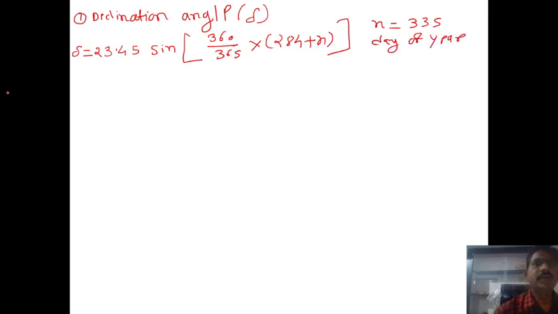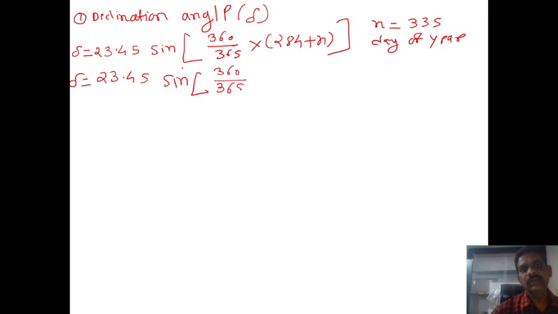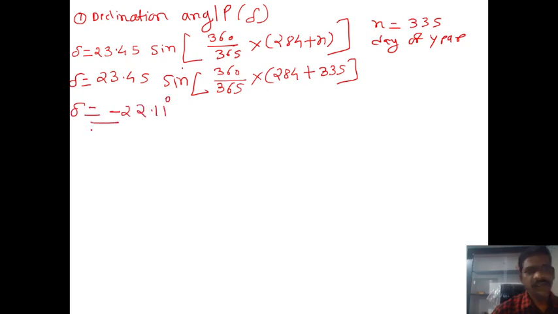You just put it here. So delta is equal to 23.45 sine in bracket, 360 divided by 365 into 284 plus n. So what is n? 335. You do the simple calculation. After the calculation, what do we get for delta? You get delta as minus 22.11 degree, guys.